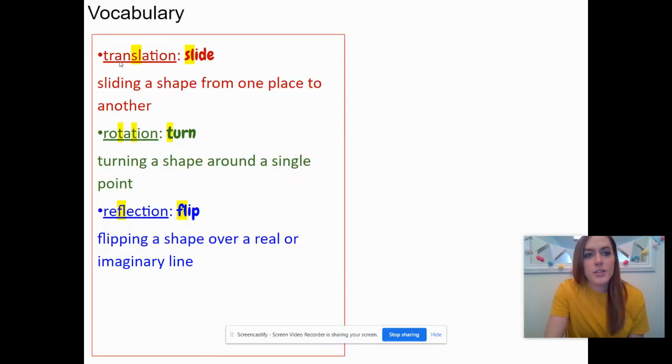So we learned what a translation is, and that SL reminds us that it means slide. It's sliding a shape from one place to another. The shape doesn't turn, the shape doesn't flip, doesn't do anything other than slide.